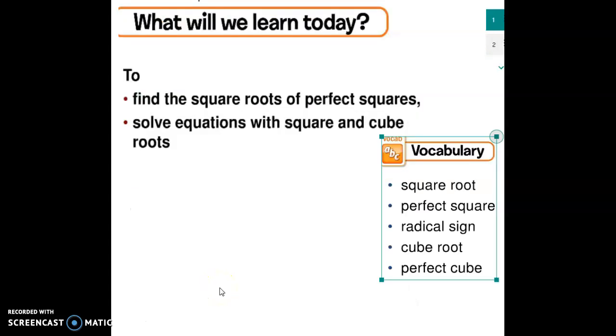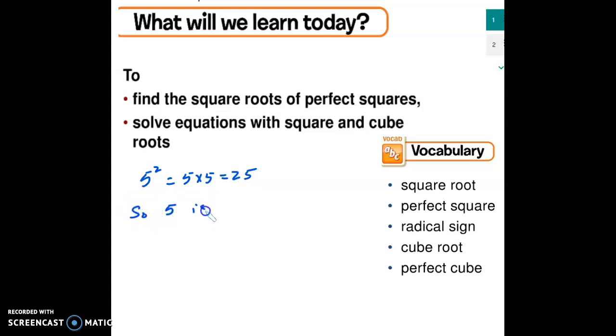The vocabulary you're looking into in this lesson: square root, perfect square, radical sign, cube root, perfect cube. What's a square root? Let's say, for example, 5 squared is 5 times 5, which is 25. So 5 is a square root of 25.